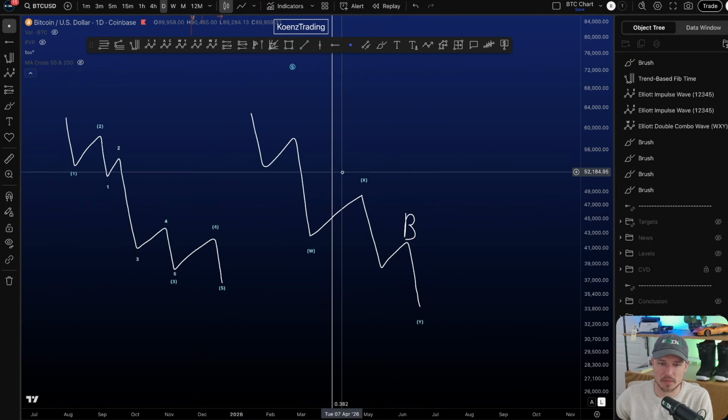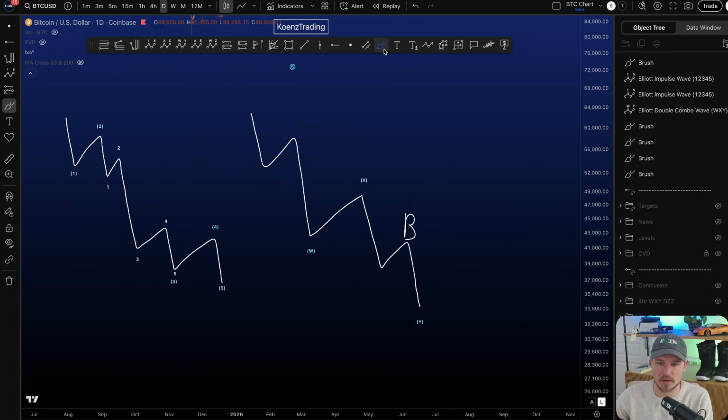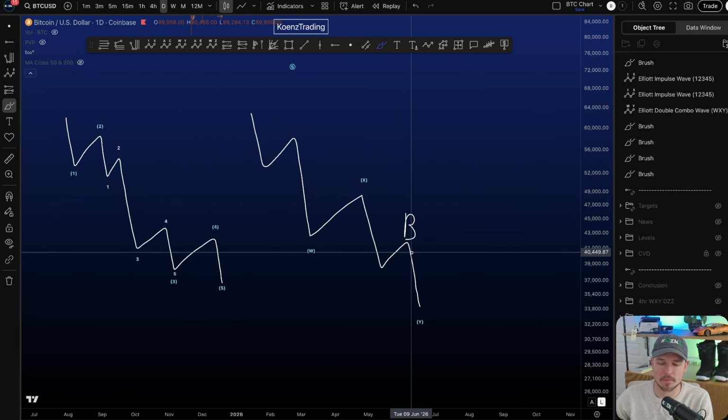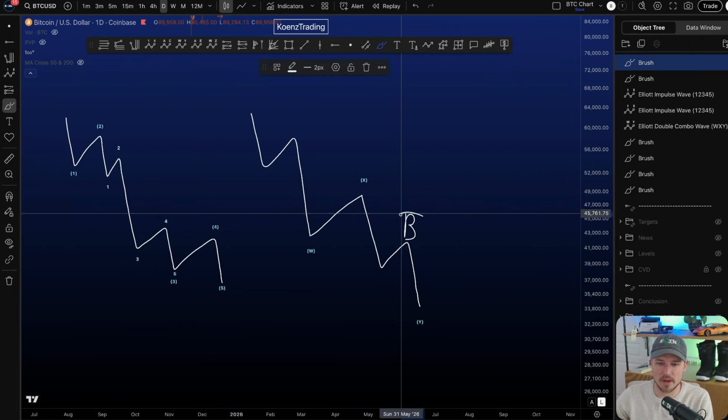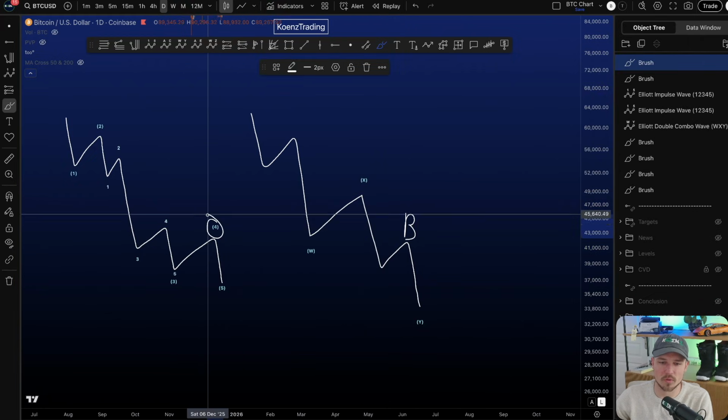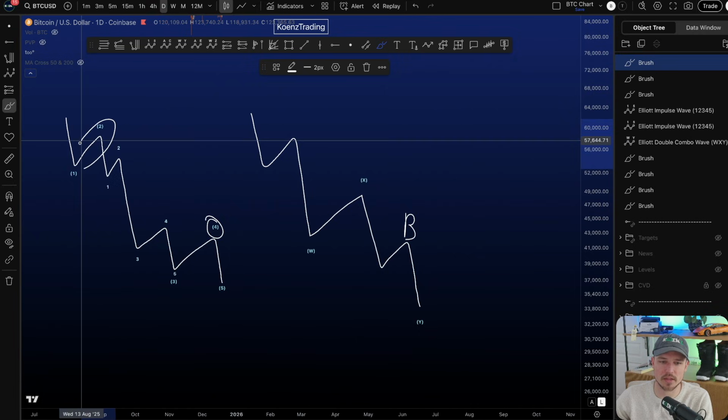Let me clean this up here. So now we compare 4 against b. So a wave b here is going to be compared against its wave a. Wave 4 is going to be compared against a higher degree wave 2.